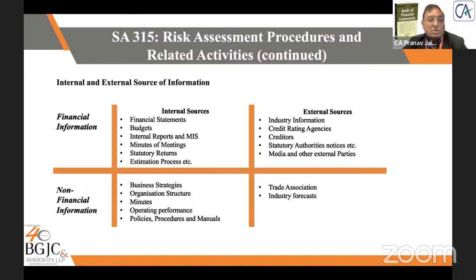When we talk about internal sources, it is financial statements, budgets, internal reports, MIS, minutes of meetings. External sources could be industry information, credit rating agencies, creditors, statutory authority notices. In case of non-financial information, it could be business strategies, organization structure, minutes, operating performance, policies, procedures, and manuals. And external sources for non-financial information could be trade associations and industry forecasts. There are a lot of industries like the automobile industry, which publishes forecasts on a regular basis, and there are trade associations, which also publish data on the industry.